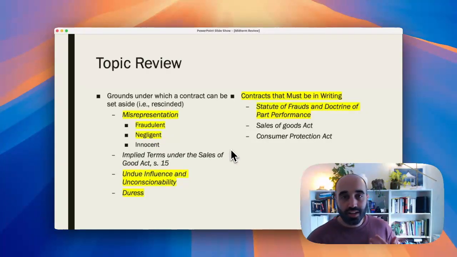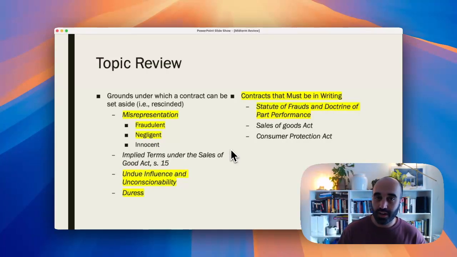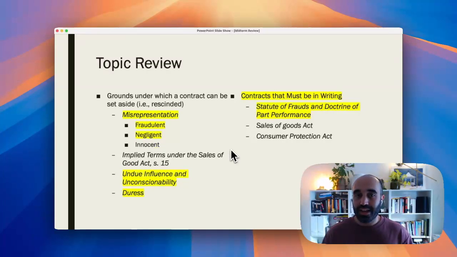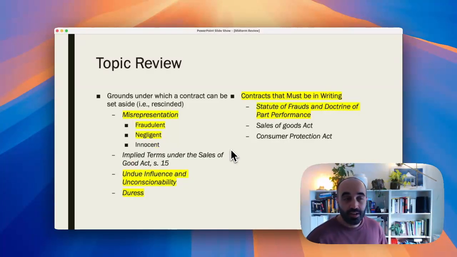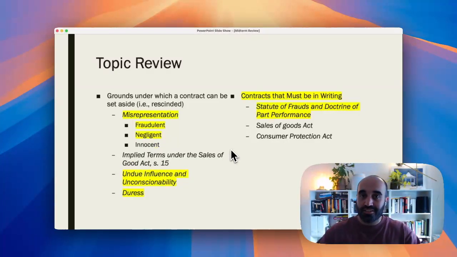We then ended by talking about a few laws that require certain things to be in writing as well. So the Sale of Goods Act and the Consumer Protection Act, which generally say that contracts over $50 have to be in writing, and direct sales contracts, door-to-door sales contracts, also have to be in writing.